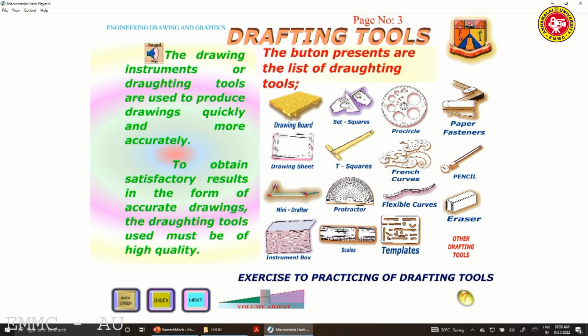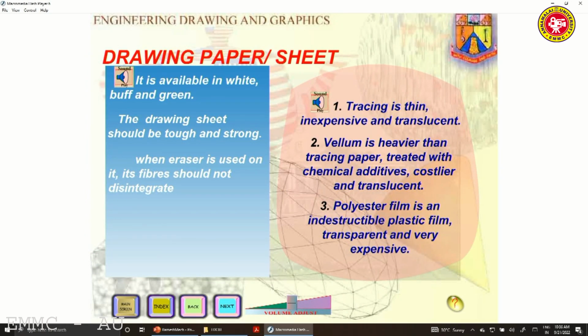That's why we select the proper drawing sheet and sizes. Let's see what it is. Drawing paper or sheet is available in white, buff and green, but normally it's buff and white. The drawing sheet should be tough and strong.